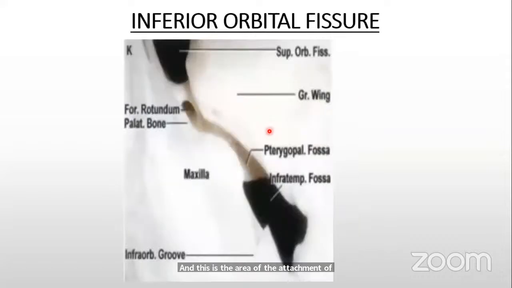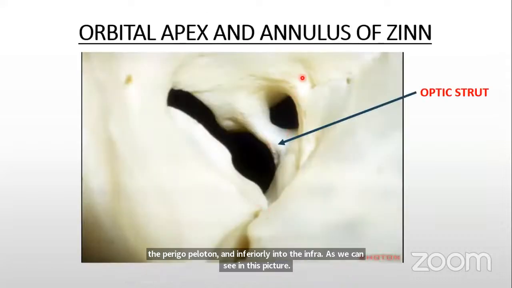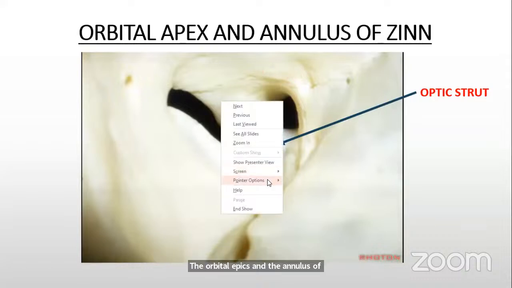The inferior orbital fissure, as we visited previously, lies between the maxilla and the greater wing of sphenoid. Here we have the infraorbital groove, again very faint in this structure, but it allows for the passage of the infraorbital nerve. The inferior orbital fissure opens posteriorly into the pterygopalatine fossa and inferiorly into the infratemporal fossa, as we can see in this picture. The orbital apex and the annulus of Zinn, basically this part.